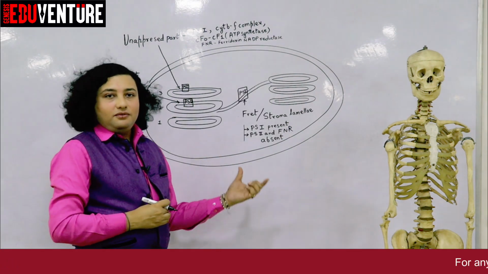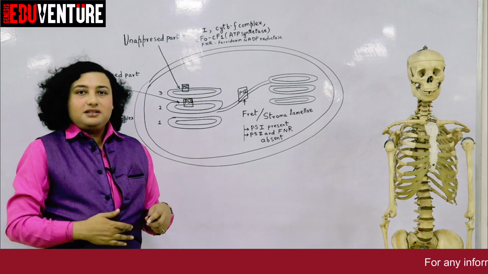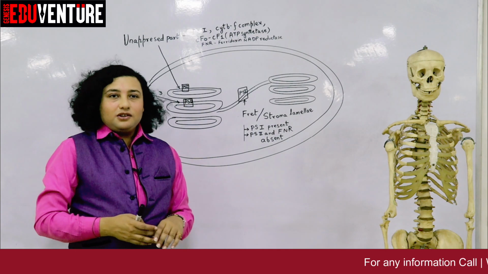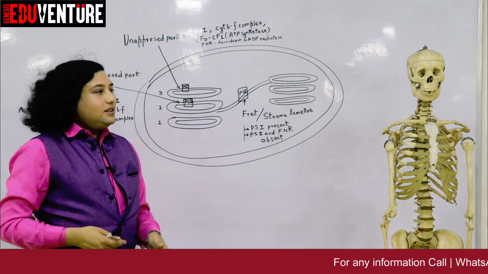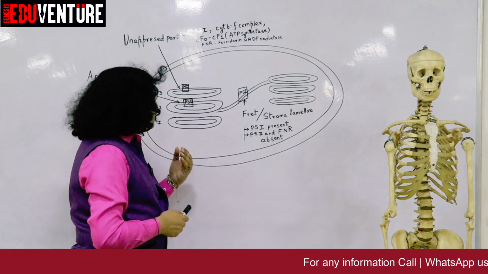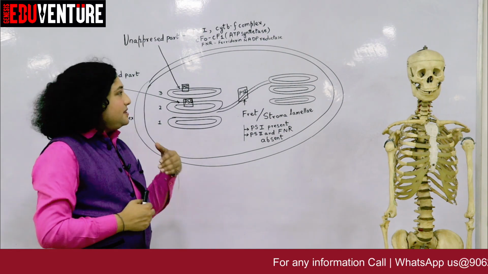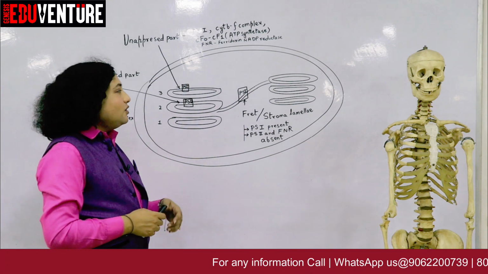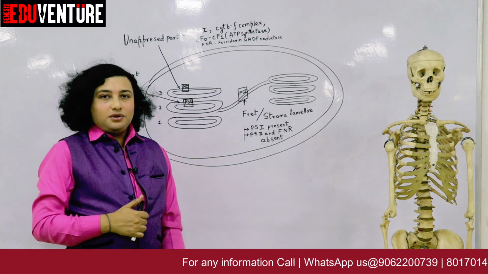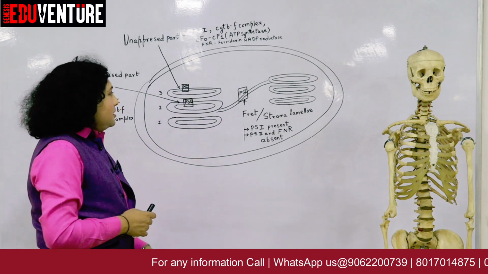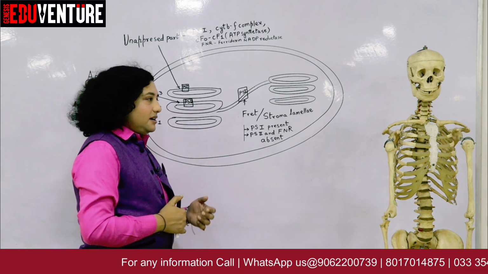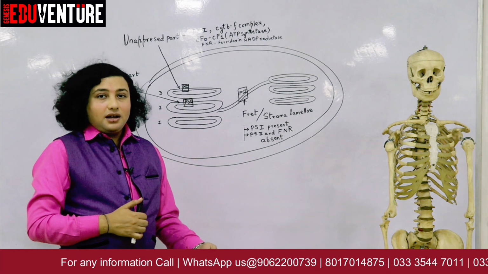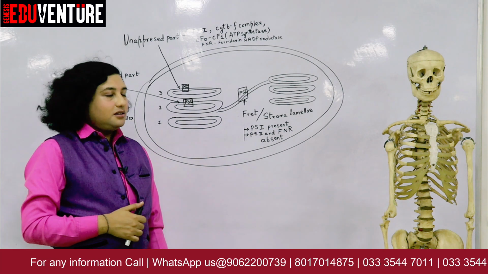So this is the basic thing we need to know, what the pigments are and how they are arranged. Another thing is that on the basis of chromatography, it is known that the color of chlorophyll A is bluish green, while chlorophyll B is yellowish green. Carotenoids consist of carotene and xanthophyll. Xanthophyll is yellow in color and carotene is orange in color.